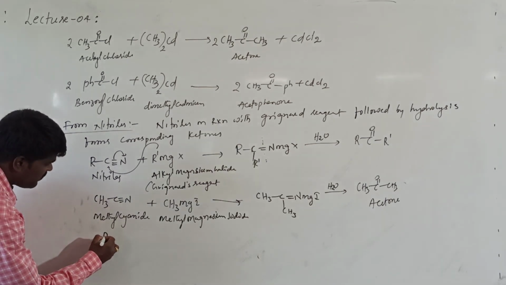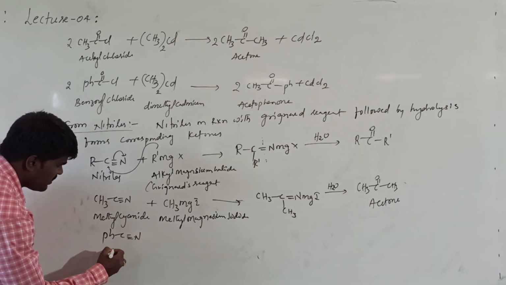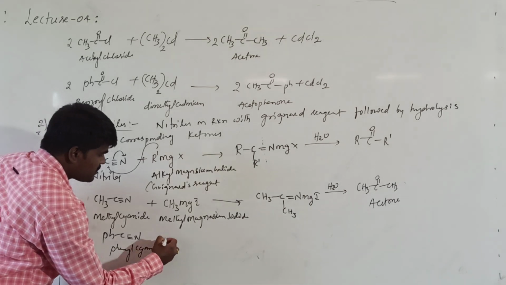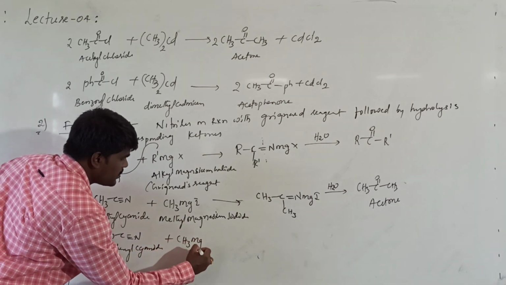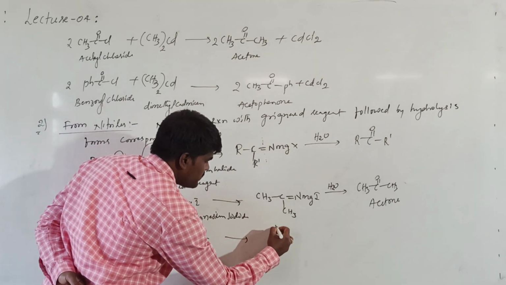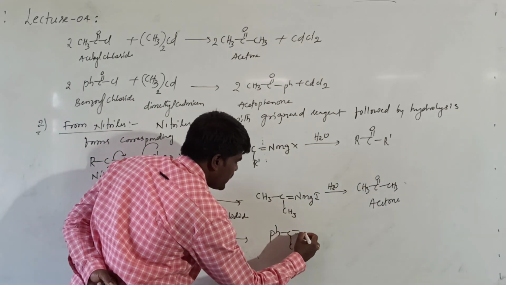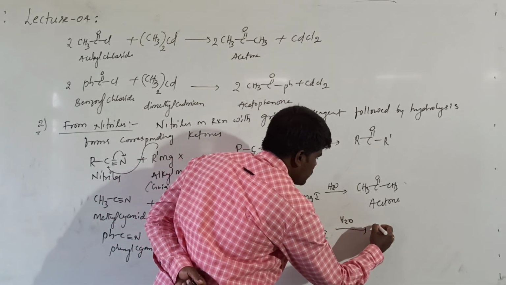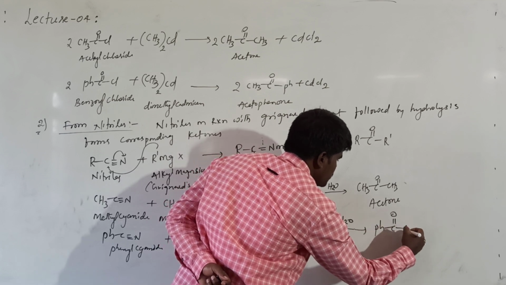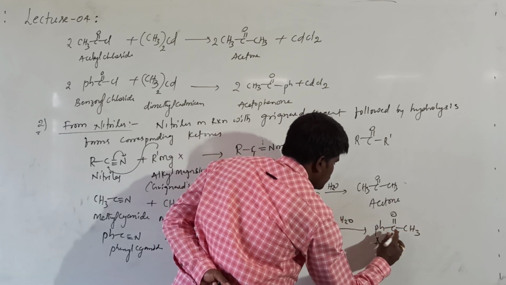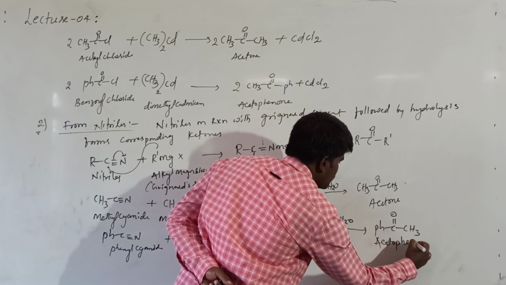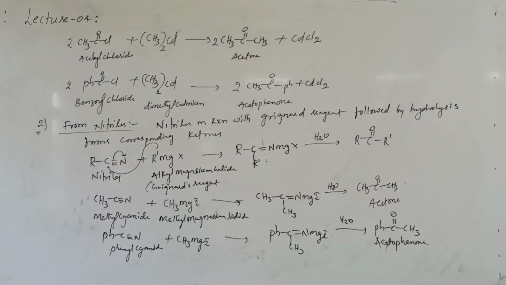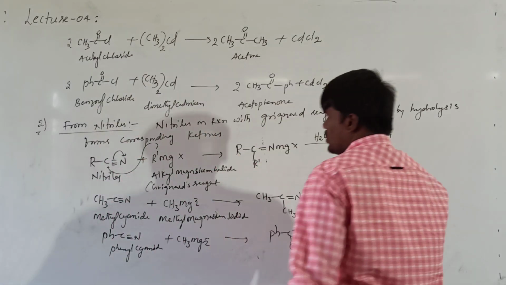Now suppose if you are taking phenyl cyanide, on reaction with methyl magnesium iodide, you will get a phenyl methyl imine intermediate. This on hydrolysis will form acetophenone, right? This is another method of preparation of ketones. Hope it is clear so far.